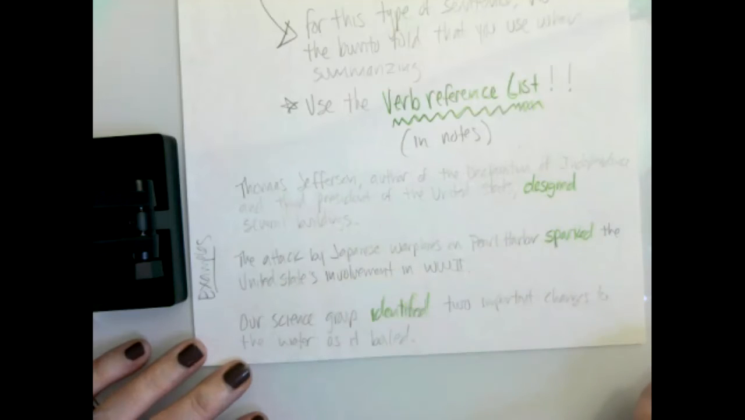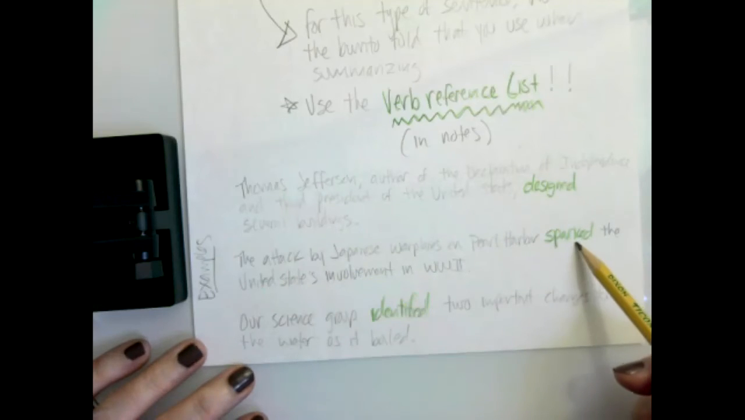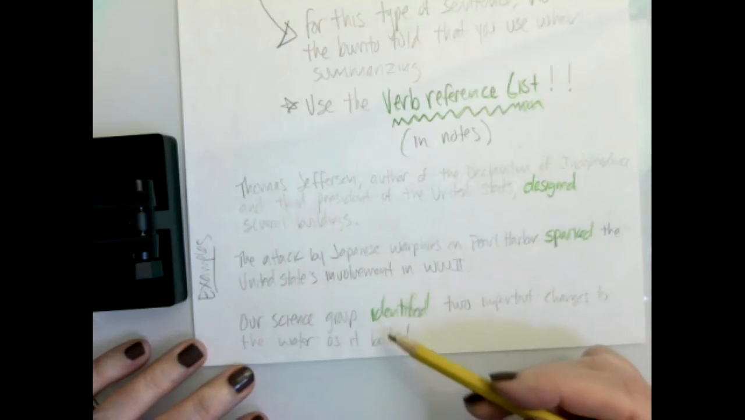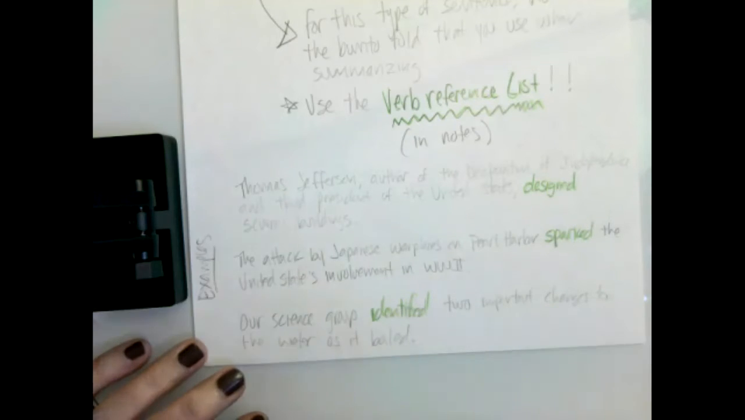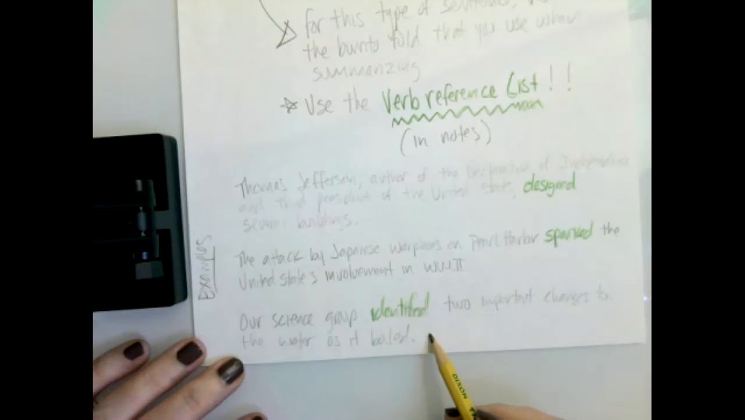Okay, the attack by Japanese warplanes on Pearl Harbor sparked, here's our verb, the United States' involvement in World War II. Is this paragraph going to be about Pearl Harbor and how beautiful it is? Nope. Is it going to be about the country of Japan? Nope. It's going to specifically be about this attack on Pearl Harbor and how that started the involvement in World War II. Our science group identified 2 important changes to the water as it boiled. So what could this paragraph be about? It could be a topic sentence to the beginning of a paragraph discussing a science experiment that you just did.